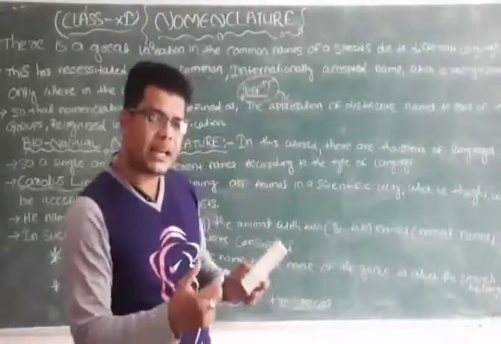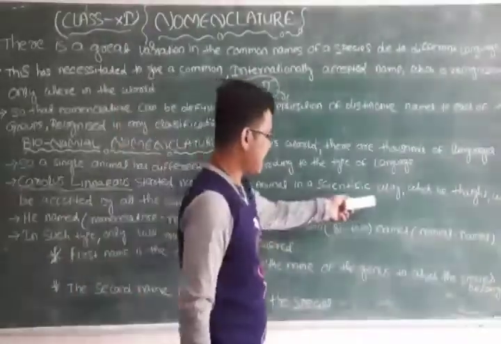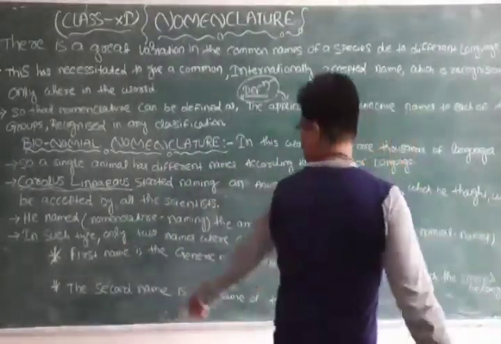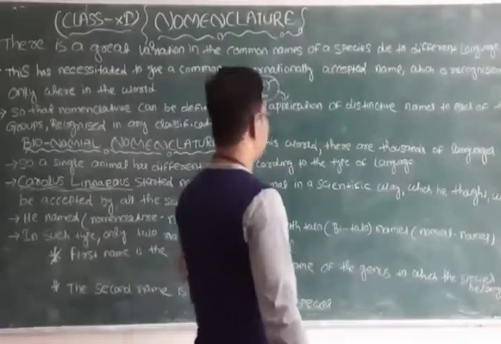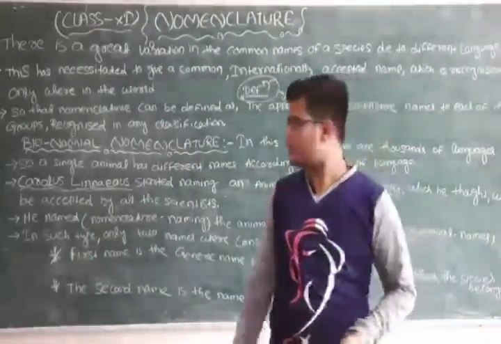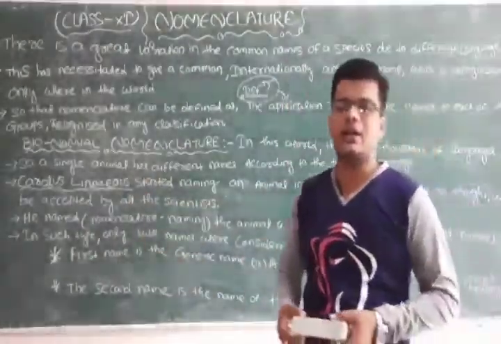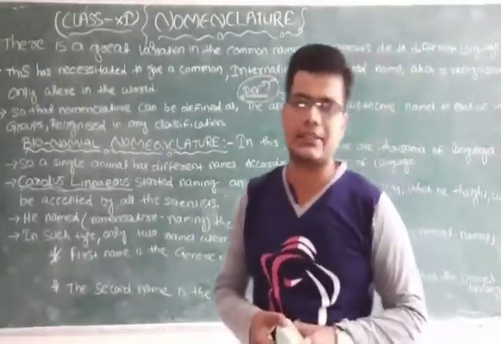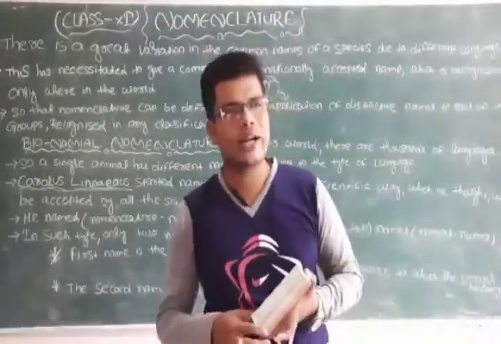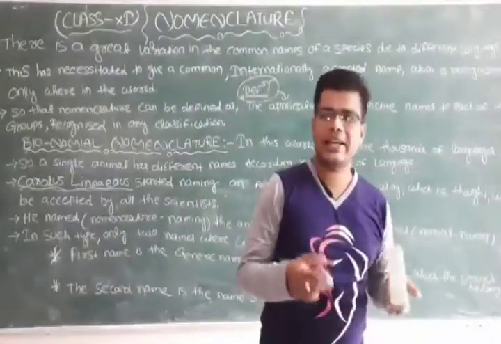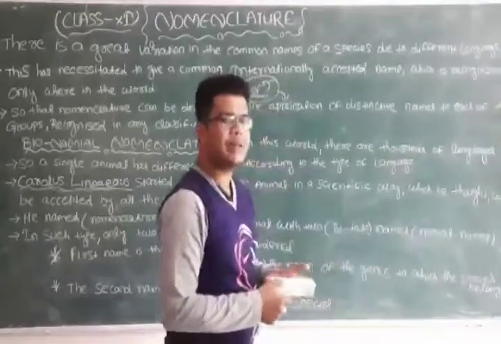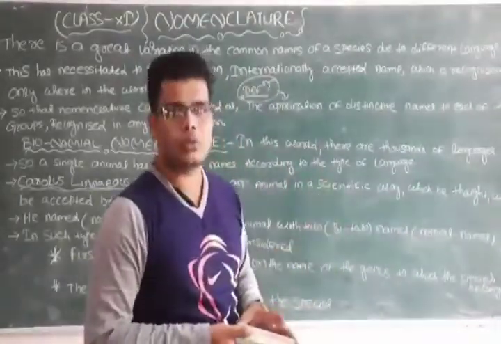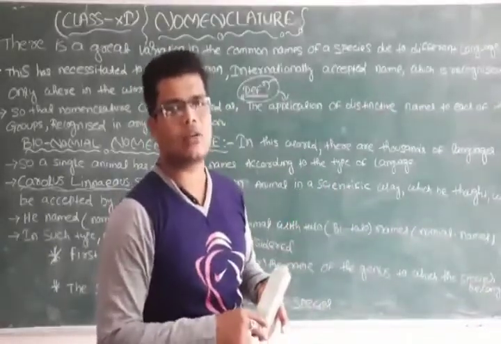He thought of a criterion, a scientific way of naming, which would be accepted by all the scientists. Carlos Linnaeus started naming a particular organism according to its characteristic, habitat or ecosystem, and that naming system was accepted by scientists all over the world.